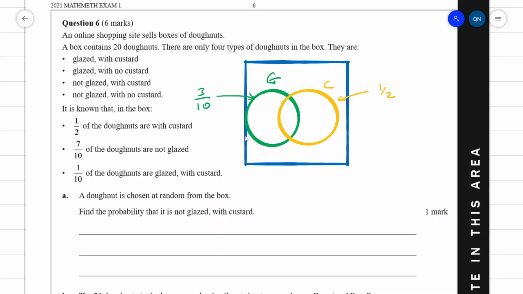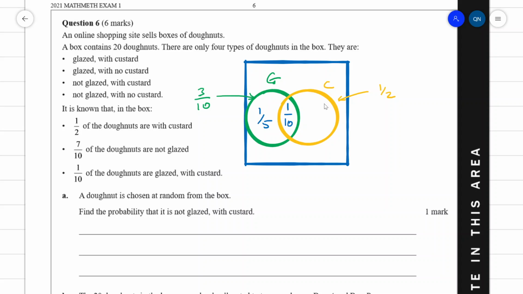Now 1/10 of the donuts are glazed with custard. Okay, so 1/10 goes in this intersection here. So this intersection is 1/10. Now because we know the green circle is 3/10, we can figure out just the green circle without the custard. So glazed without custard, that's 3/10 minus 1/10, which is 2/10, which is 1/5.